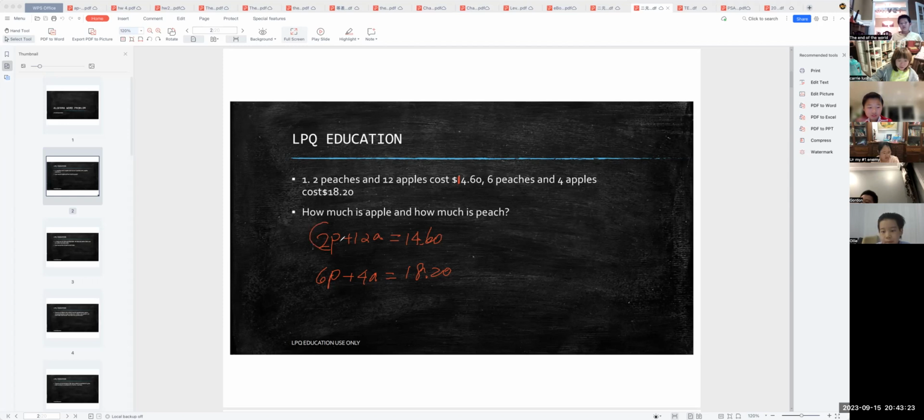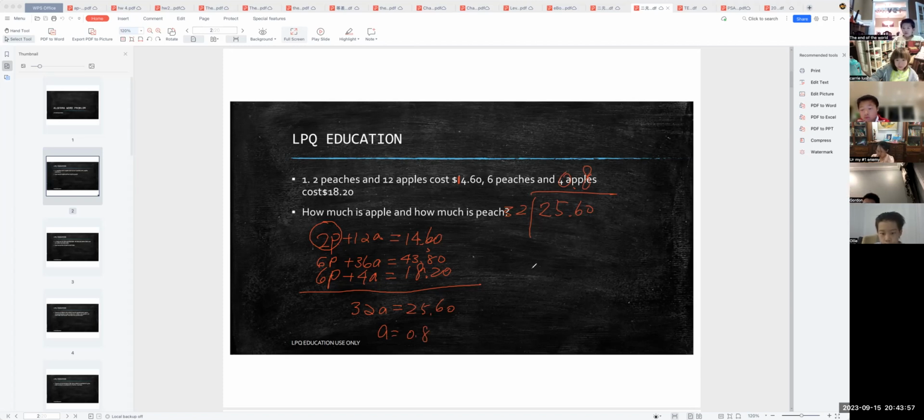So now let's take a look at this one. We need to either get rid of the P or get rid of the A. So I chose to get rid of the peach. So 6P plus 36A equals 43.80. Correct? Okay, so I minused it. 32A equals 25.6. Correct? So 25.60 divided by 32 is 0.8. So A equals 0.8, which means the apple is 80 cents.